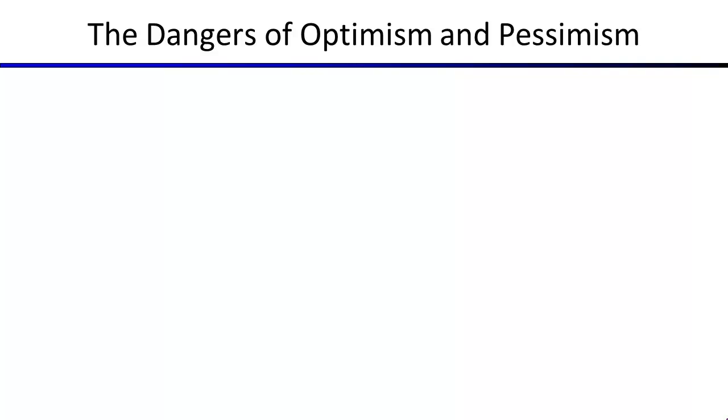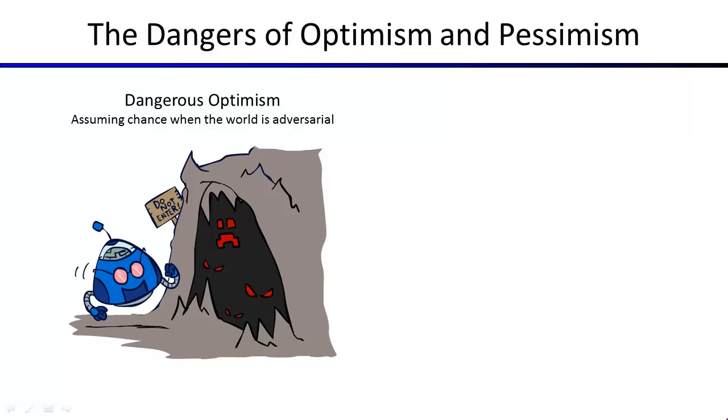Okay, so let's think about why these modeling decisions are important. What it boils down to is the dangers of optimism and pessimism, right? If you think the world is better than it is or worse than it is, you can make poor choices. So let's think about the dangers of being too optimistic. Dangerous optimism is when you assume things are chance events when in fact the world is adversarial. The world is out to get you and you think you've got a decent shot. It's like you're passing this cave of monsters, and you're like, oh, what are the chances they're going to bother me, right? But they eat things like you, and it's not going to go well. So you don't want to be optimistic when, in fact, the world is adversarial.